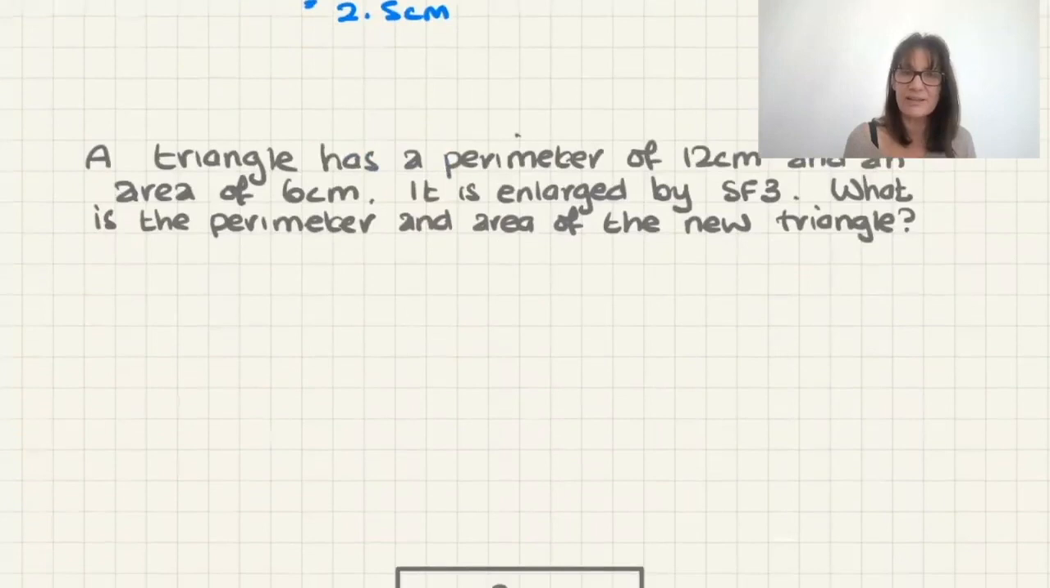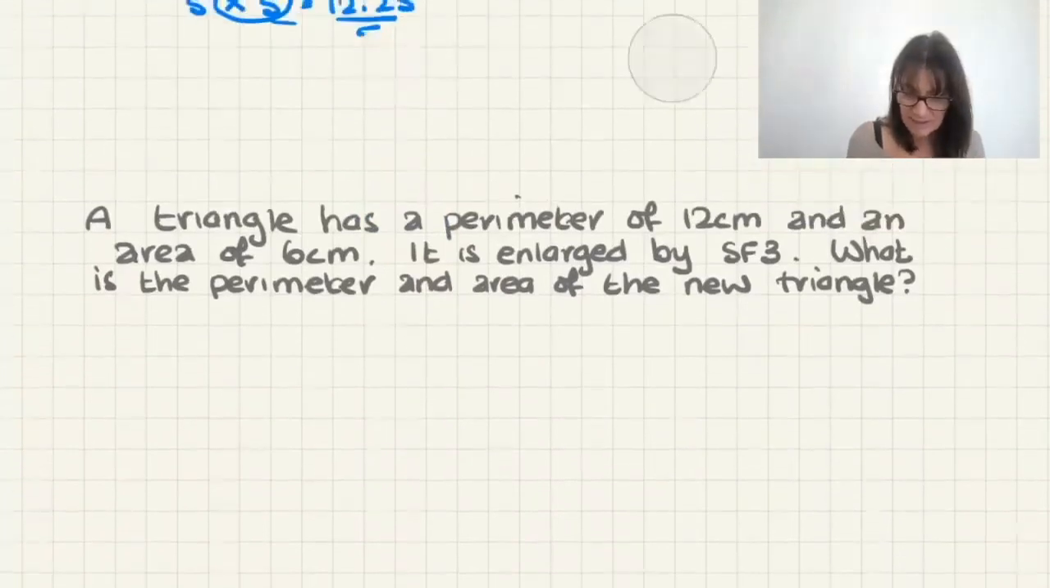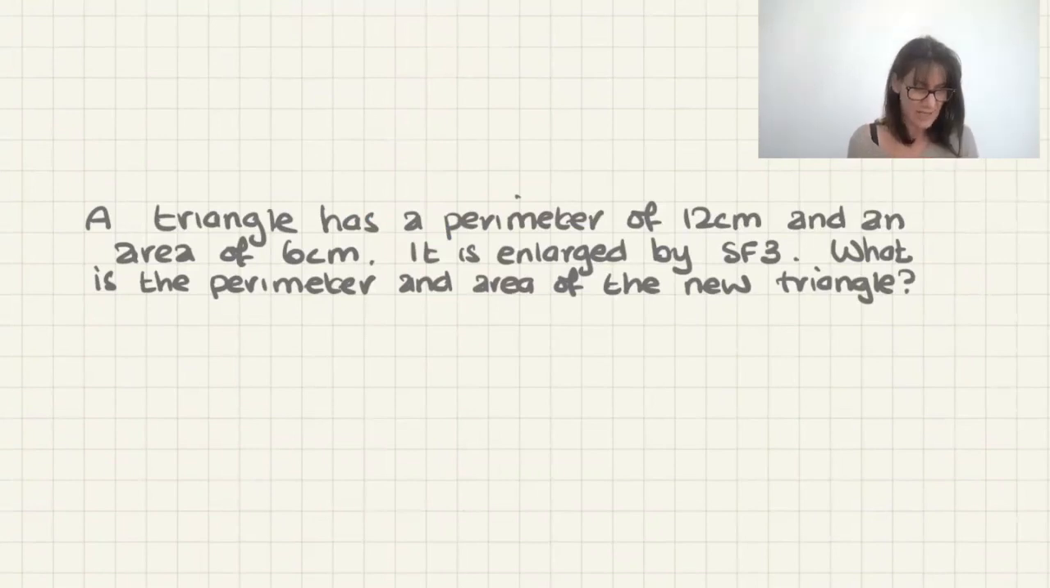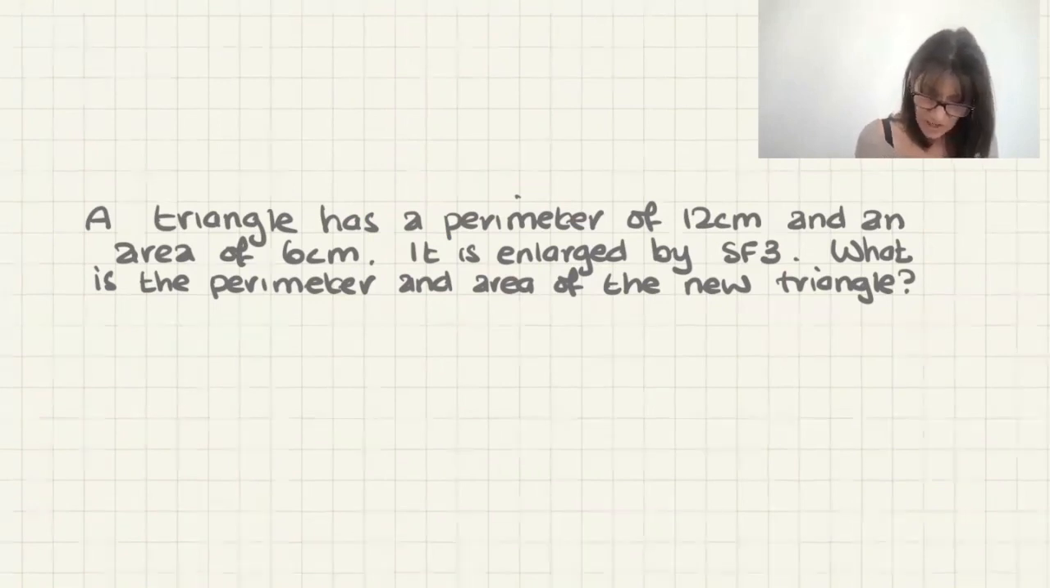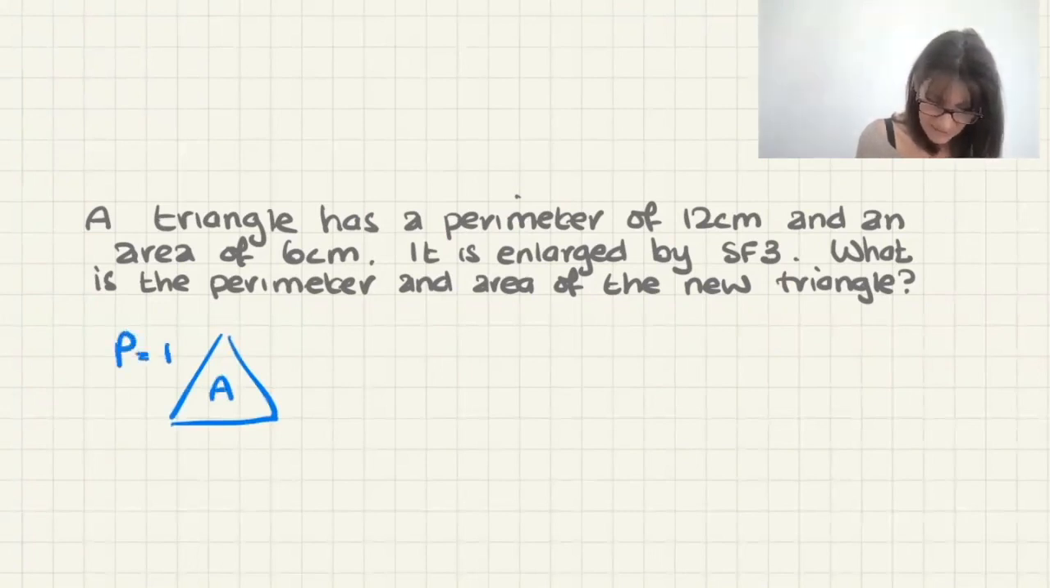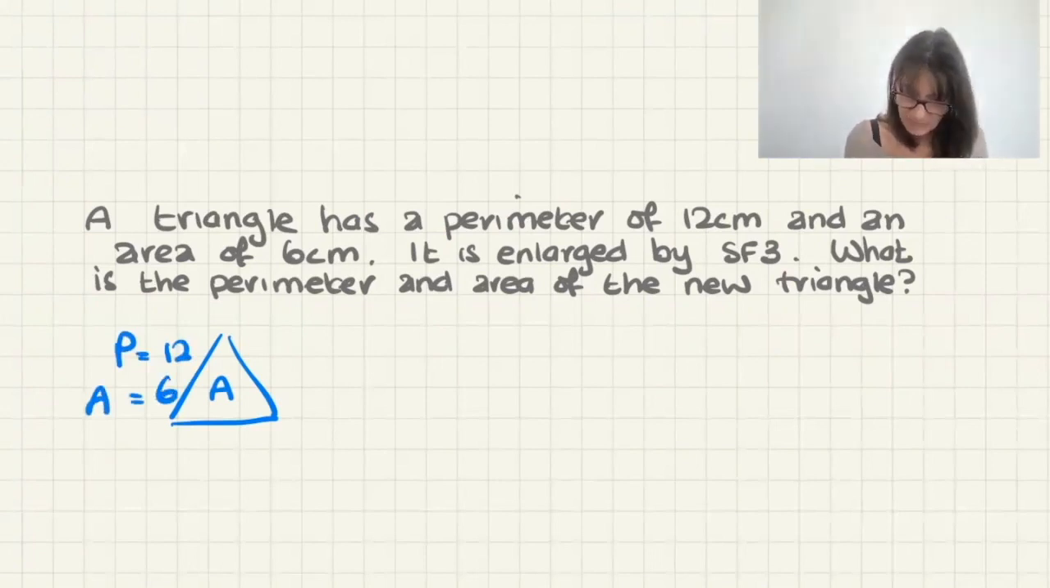Okay, so let's have a look at this one. Ooh, get it so we can see it. And clean this off so it doesn't distract us. Okay, so we've got a triangle, has a perimeter of 12 centimeters and an area of 6 centimeters. It is enlarged by scale factor 3. So they've told me basically that I have, and what you could do is you could start getting a sketch of it. A triangle has a perimeter of 12 and an area of 6. So I've got this triangle, let's call it A. It's got a perimeter of 12 and an area of 6. It says it is enlarged by scale factor 3.